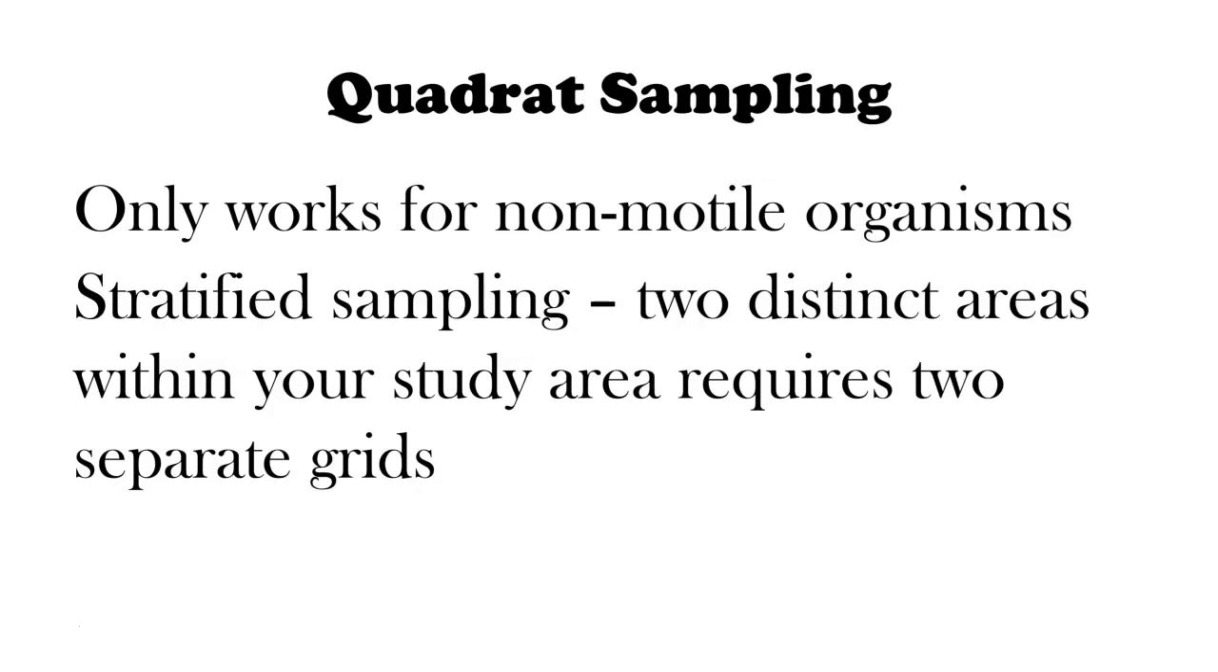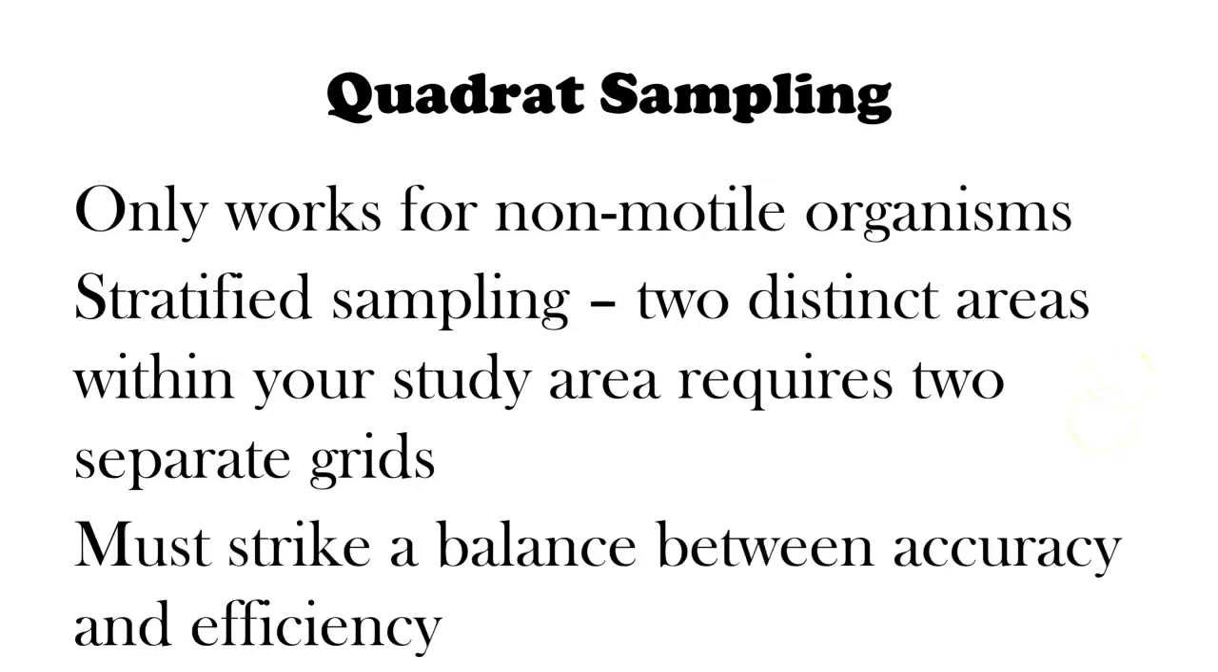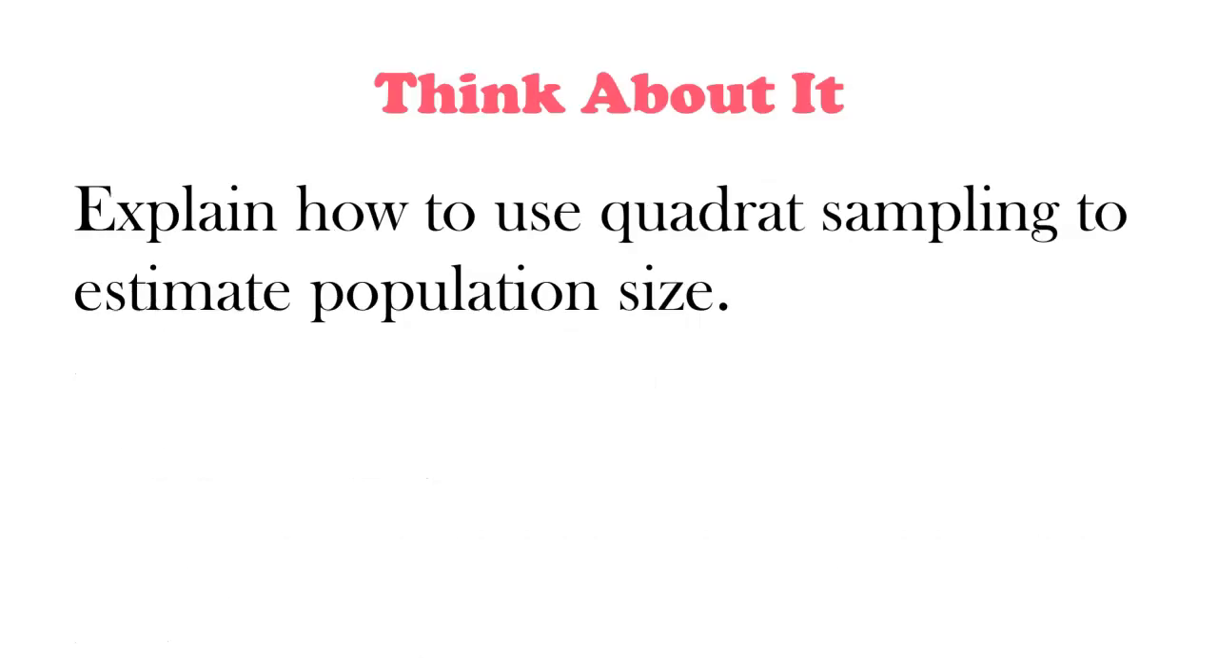What you would do is called stratified sampling. Now, when you have these types of complex situations, the best way to attack it is to really make two separate grids and then deal with each one individually. It's important to strike a balance between accuracy and efficiency. You don't want to spend too much time on it, but you want your data to be accurate. So we should be able to explain how to use quadrat sampling to estimate population size efficiently and accurately.